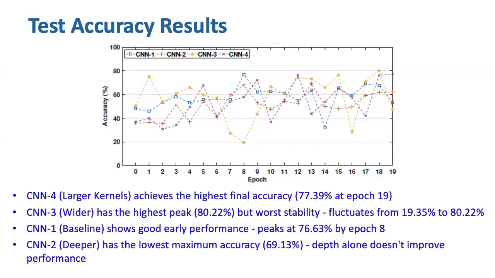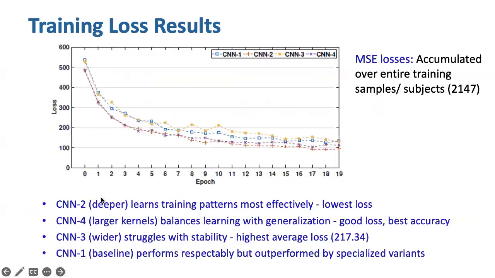and others have better performance maybe in the earlier epochs, like CNN1 shows, but later on its performance drops. CNN3 has more fluctuations, and CNN2's maximum performance is always less than 70%. So that means the depth, the number of layers, doesn't help that much, but a larger number of kernels helps us here. Training losses show a similar pattern.